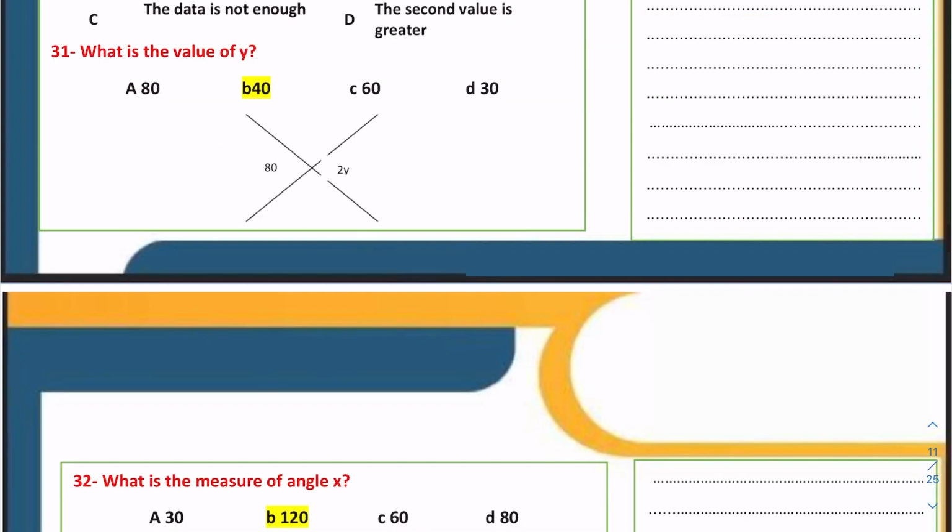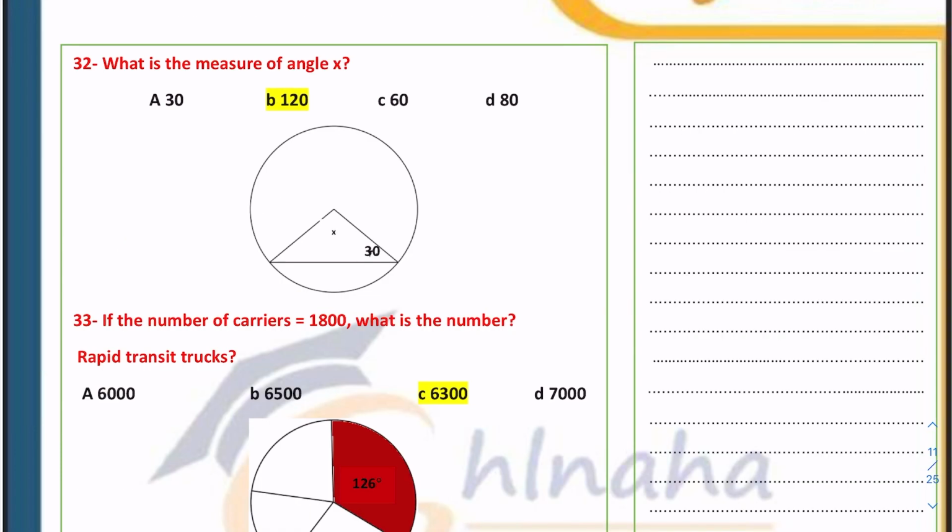Question number 30. What is the value of y? Y is 40 because 2 multiplied by 40 will be 80. Vertical opposite angles. We need to find the measure of angle x, and angle x is here, okay? Do you see angle x here or here? This is angle x, okay? Now, if you remember, we said before, this is radius and this is radius. So this is an isosceles triangle. Here will be 30. 30 plus 30, 60. From 180, it will be 120. So it will be 120, okay? Now question number 33.